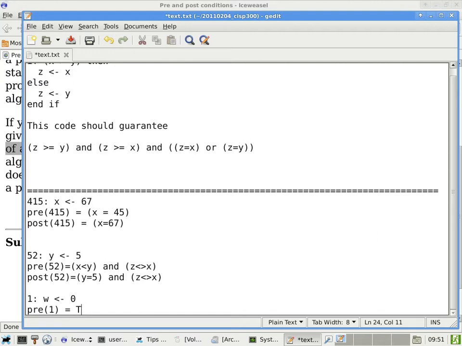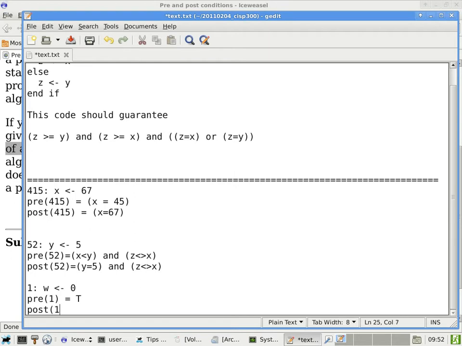Okay. You just have to remember that in the first case, I am guaranteed that x equals 45. So x equals 45 is true before line 415 executes. In the second case, I know that x is less than y and z is different from x before line 52 executes. So in this case here, I just know that before line 1 executes, true is true, which is trivial. Okay? But this is how we say that we don't know anything about any variables before line 1.